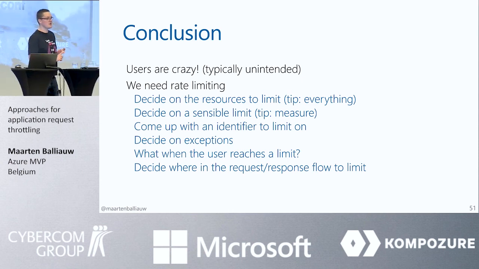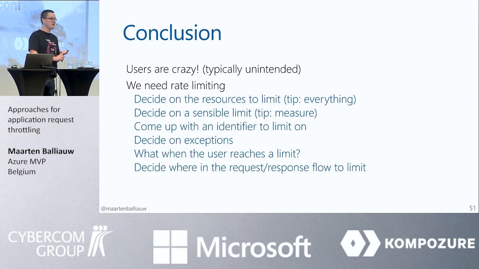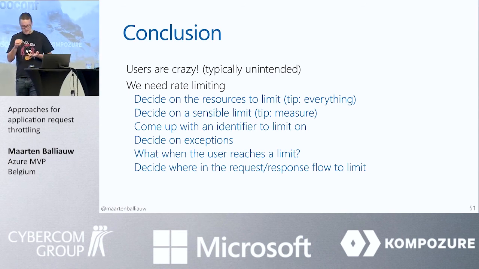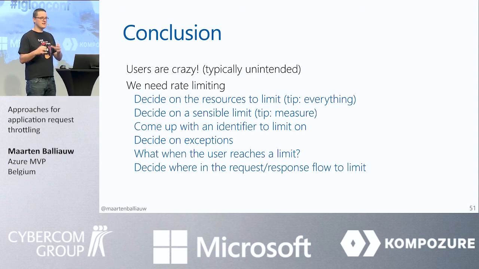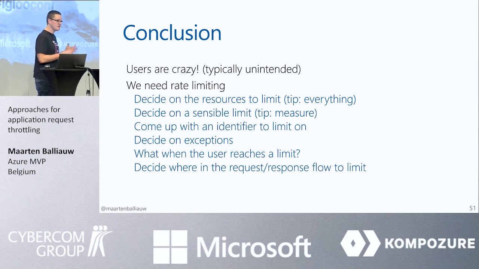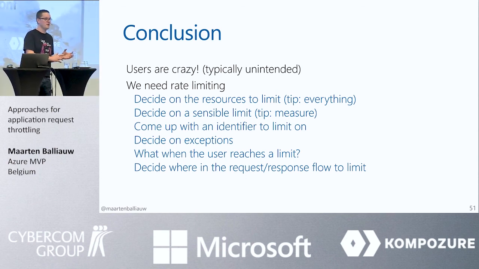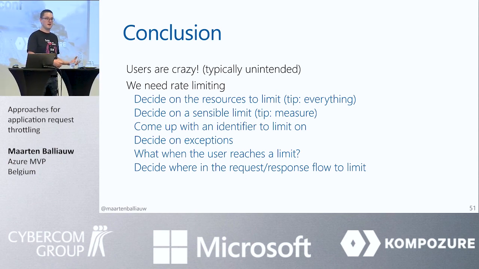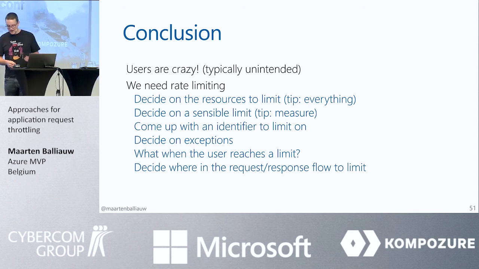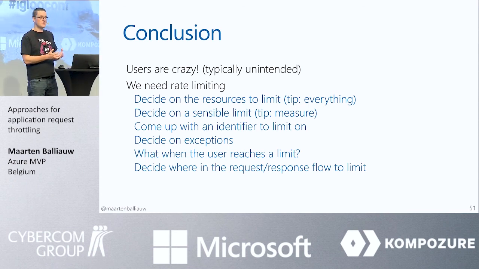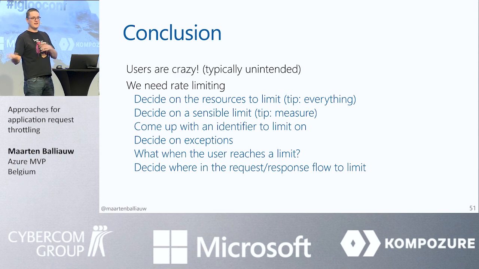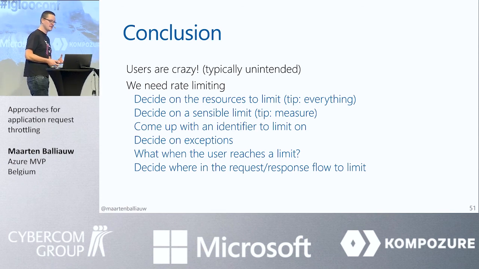Decide on the resources you want to limit, decide on a sensible limit, use the logging approach and don't block immediately. Come up with a good identifier to be as specific as possible about who you are going to limit. Decide on exceptions. Don't limit your monitoring system, for example, or make people pay for better limits on your API. Decide on a nice way of telling the user that something is wrong and give them a link to the documentation and things like that.